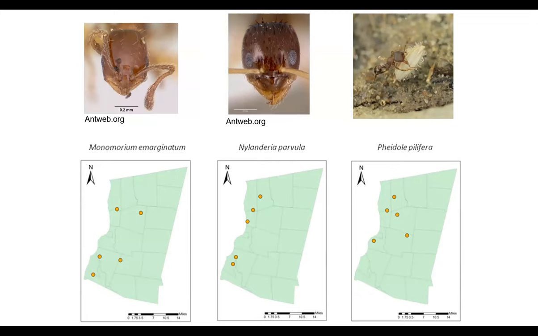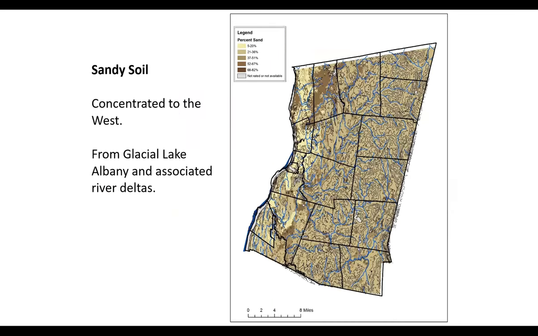And in fact, these three species, you can find them in pine barrens, super hot habitats. They like a bit of sand. And the western part of the county has the highest concentrations of sand. So we have a lot of sand up here around Kinderhook, but there are also spots of quite a bit of sand outside of Kinderhook. And this is from Glacial Lake Albany.